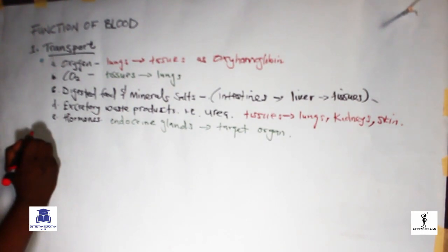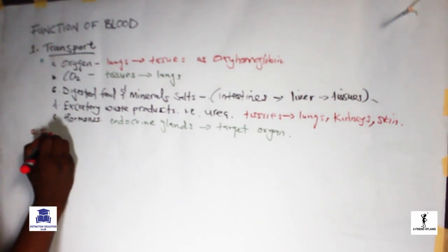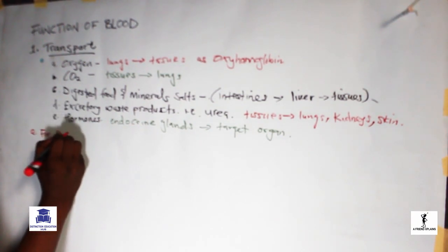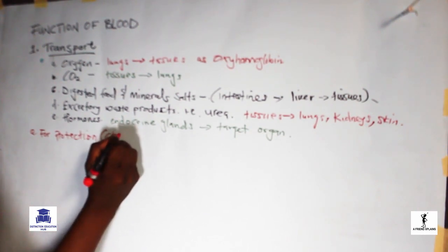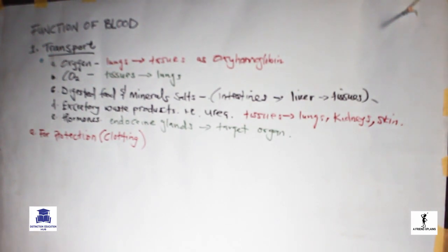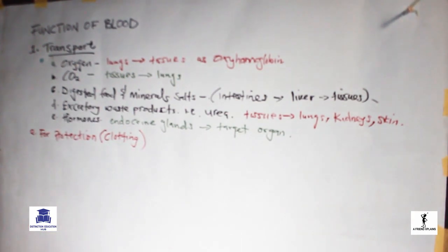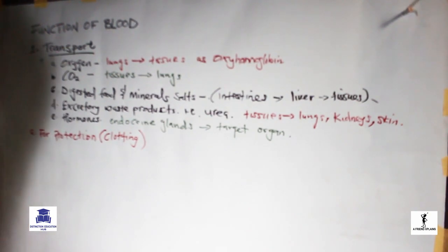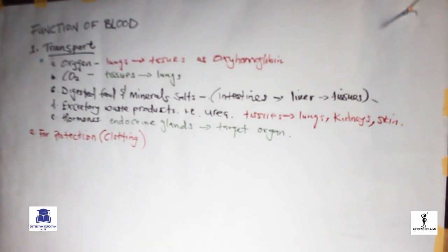So the next function of blood that I'll talk about now is protection. Ideally, by protection, I'm going to talk about blood clotting. So it is used as a clotting factor, or it is used for protection, because clotting hinders the invasion of foreign materials or microorganisms, as they cannot penetrate through your blood and cause damage.